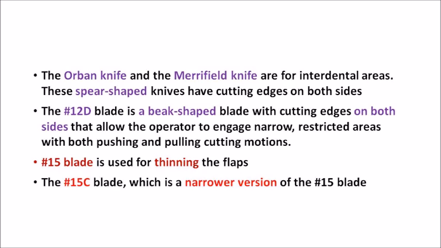Now we have the 12D blade, which is a beak shaped blade. The 12 is a C shaped blade, and the 12D is when both its edges are used as cutting edges. We also know 15 number blade, which is used for thinning of the flaps, and a modification is 15C blade, which is a narrower version of 15 number blade. So all these can be used for gingivectomy.